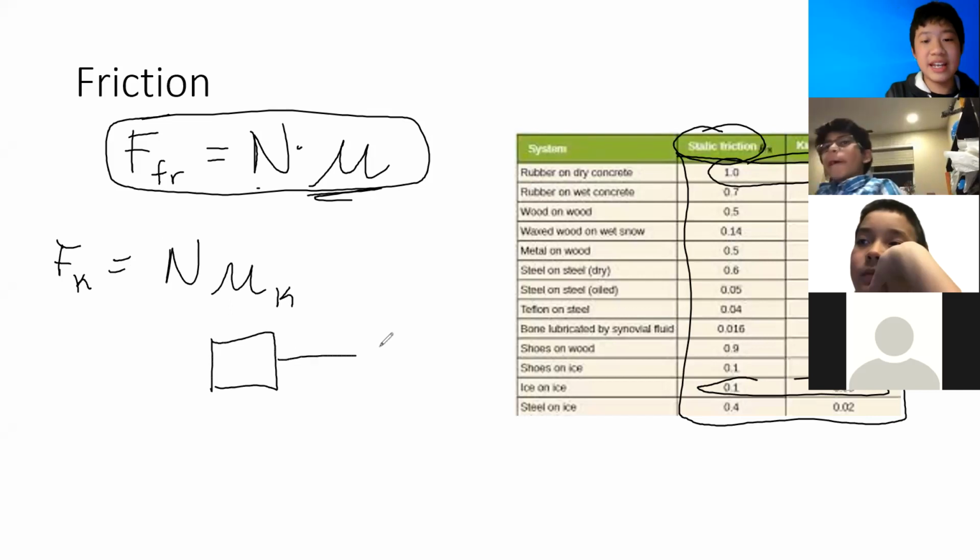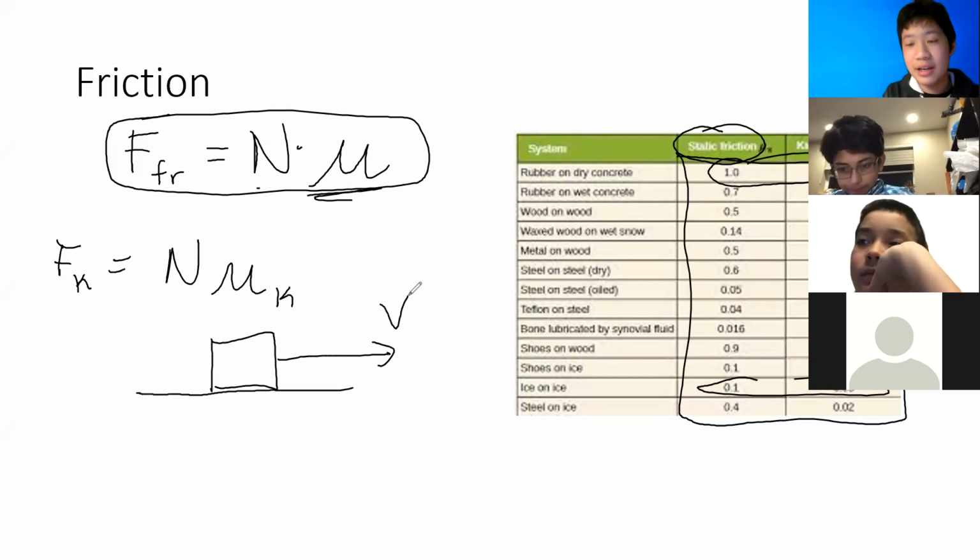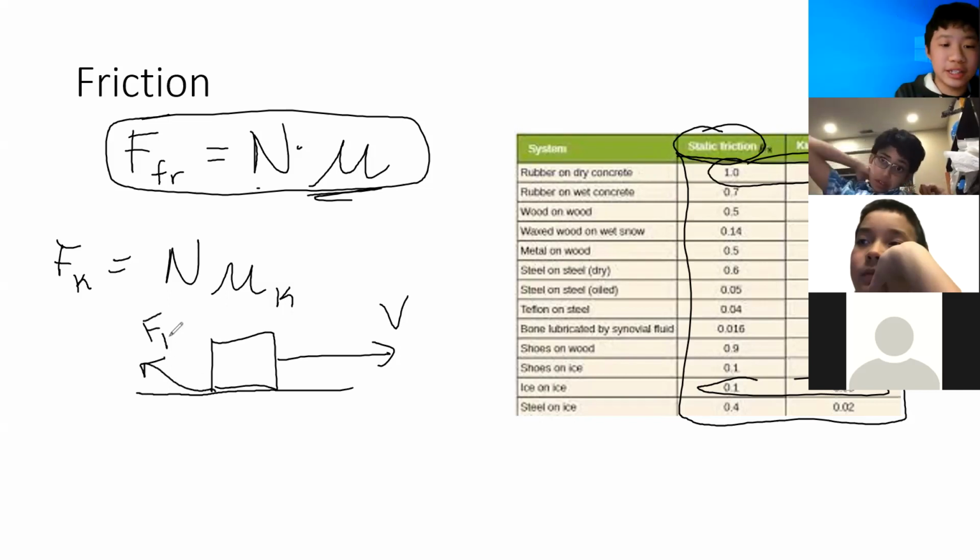Kinetic basically means moving, right? We have kinetic energy, which we're going to talk about later. And this is the friction that applies to all moving objects. So if I have something going forward with velocity v, then I'm going to have backwards kinetic friction applied on it. So kinetic friction intuitively always opposes motion.